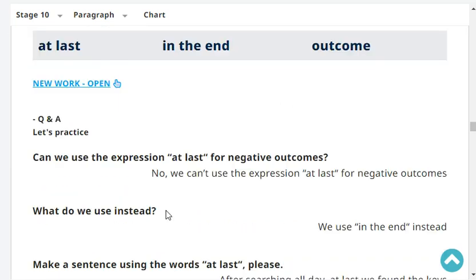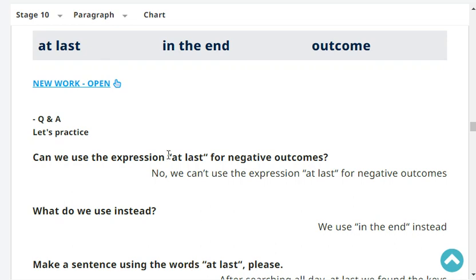Very good. Can we use the expression at last for negative outcomes? No, we can't use the expression at last for negative outcomes. What do we use instead? We use in the end instead.